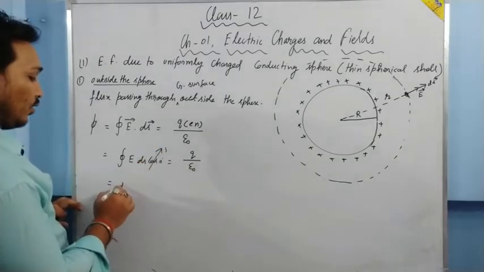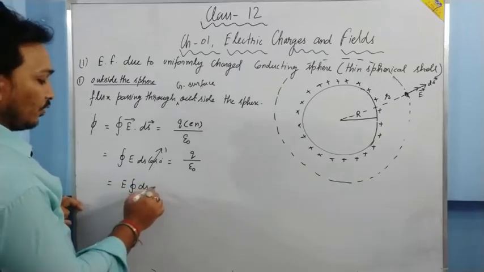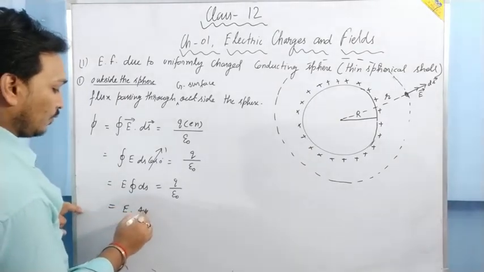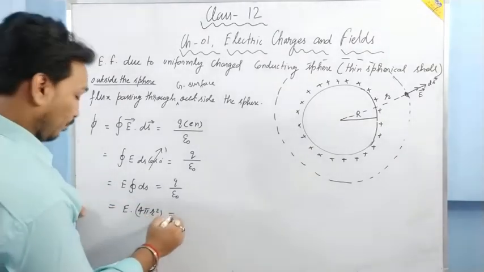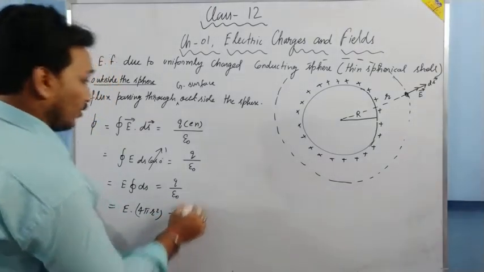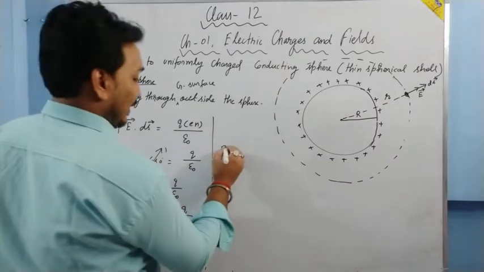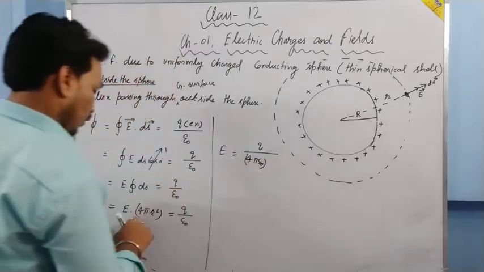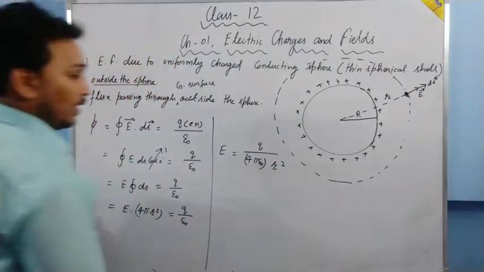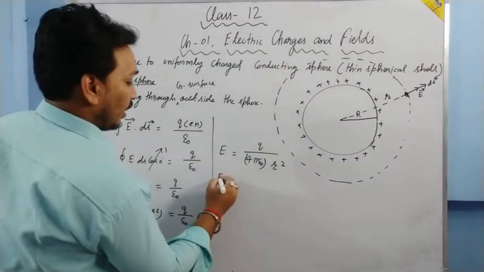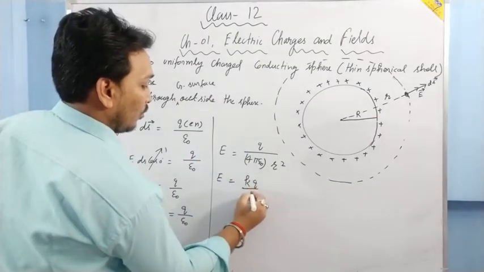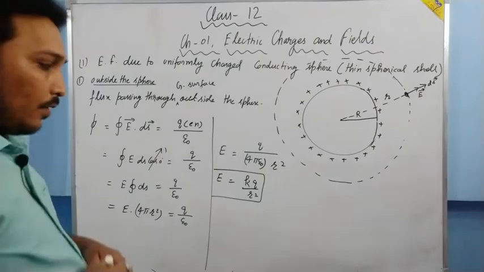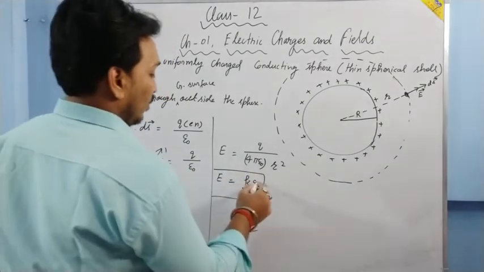E dS, with E taken out of the integration, surface integration of dS is equal to q upon epsilon naught, or E into 4 pi r square, which is the surface area, is equal to q upon epsilon naught, or E can be written as q upon 4 pi epsilon naught r square. 1 upon 4 pi epsilon naught can be written as k, so E is equal to kq by r square. K is constant, q will not change.